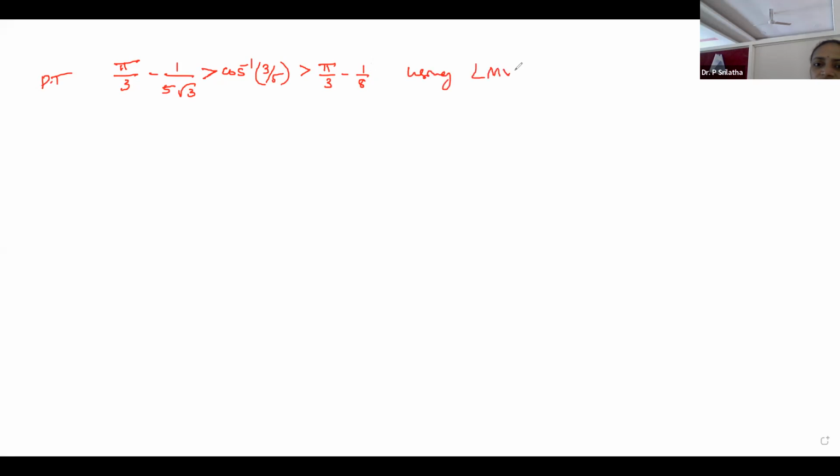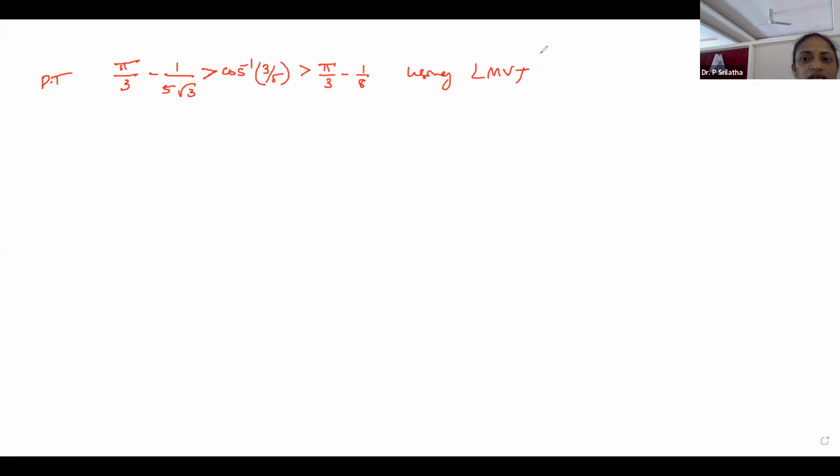Even if LMVT is not mentioned, we use this same method. So we don't have these types of questions in Rolle's theorem and Cauchy's mean value theorem. We have these types of questions in Lagrange's mean value theorem only.